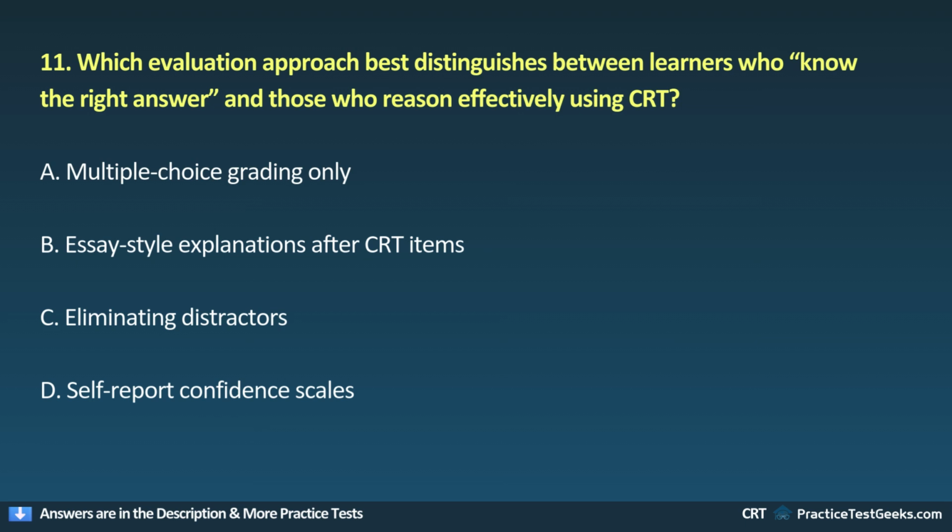11. Which evaluation approach best distinguishes between learners who know the right answer and those who reason effectively using CRT? A. Multiple choice grading only. B. Essay-style explanations after CRT items. C. Eliminating distractors. D. Self-report confidence scales.